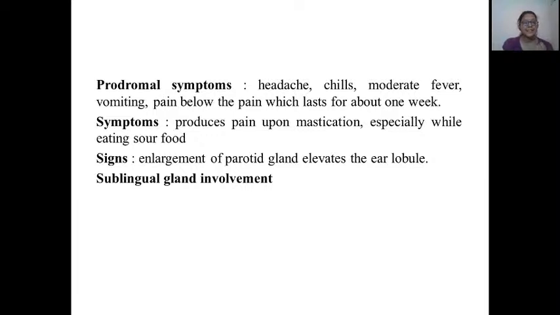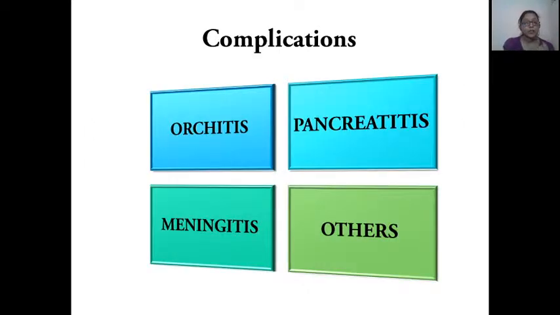The typical sign is enlargement of the parotid gland, which elevates the ear lobule, and sublingual gland involvement is there, sometimes bilaterally. Complications: orchitis, inflammation of the testis, is a major complication. Pancreatitis is seen because of the increased level of serum lipase. Meningitis or endocarditis is also seen, which is a big complication. Other complications are deafness, mastoiditis, meningoencephalitis. All these complications are seen in mumps.